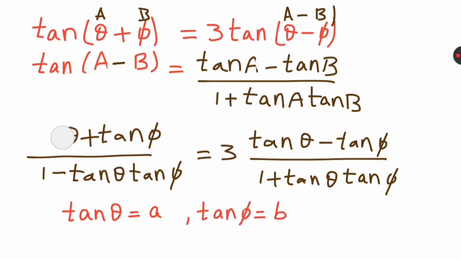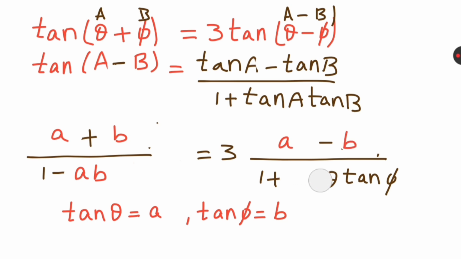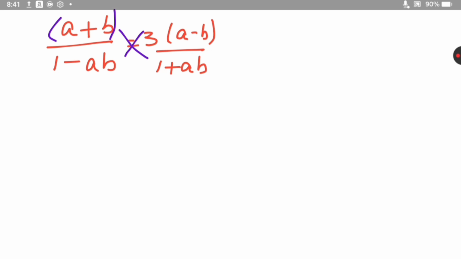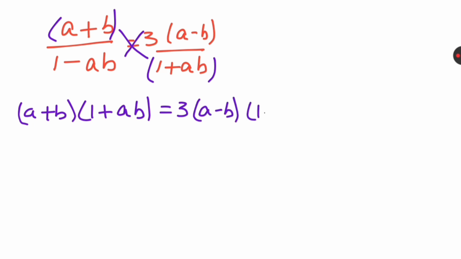In the left hand side, the expression tan θ, we consider this as a, and tan π we consider this as b, over 1 minus tan θ is a and tan π is b, so ab. Same like that, right hand side also: tan θ we consider as a minus tan π we consider as b, over 1 plus a times b. So we got (a + b) over (1 − ab) equal to 3 times (a − b) over (1 + ab). Let's cross multiply here: (a + b)(1 + ab) equals 3 times (a − b)(1 − ab).